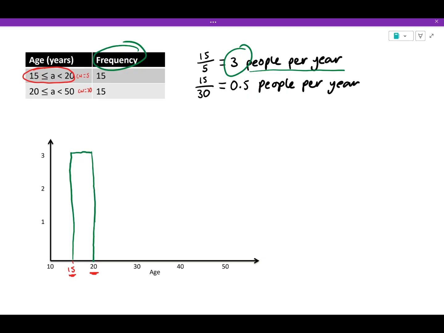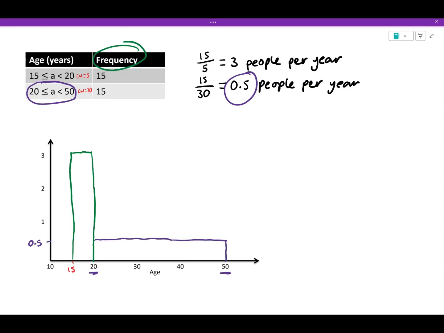Now let's do our second one. So for our second one, we're considering the 20 to 50. So we're starting at 20 this time, and we're ending at 50. And this time, the height of our bar is going to be the 0.5 people per year. So let's just identify 0.5 on my y-axis, and that's going to be the height of my bar. So starting from the 20, from where the other bar ended, we're going to go along like that, all the way to the end, and then down like that. And that would be my complete diagram.